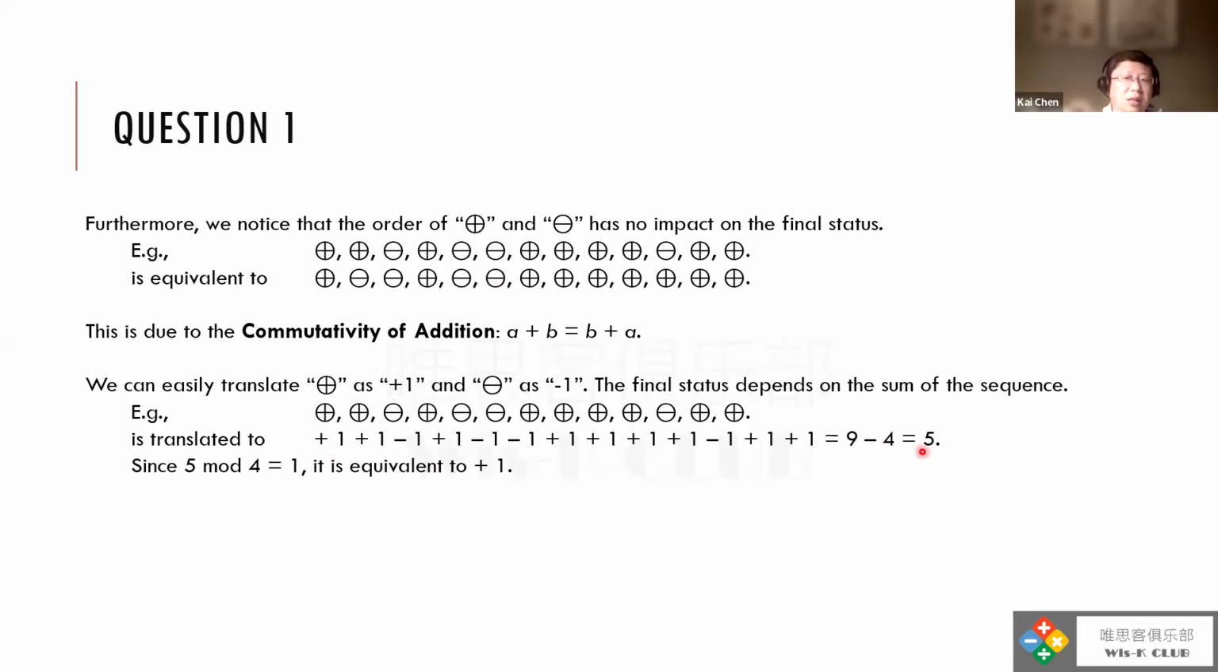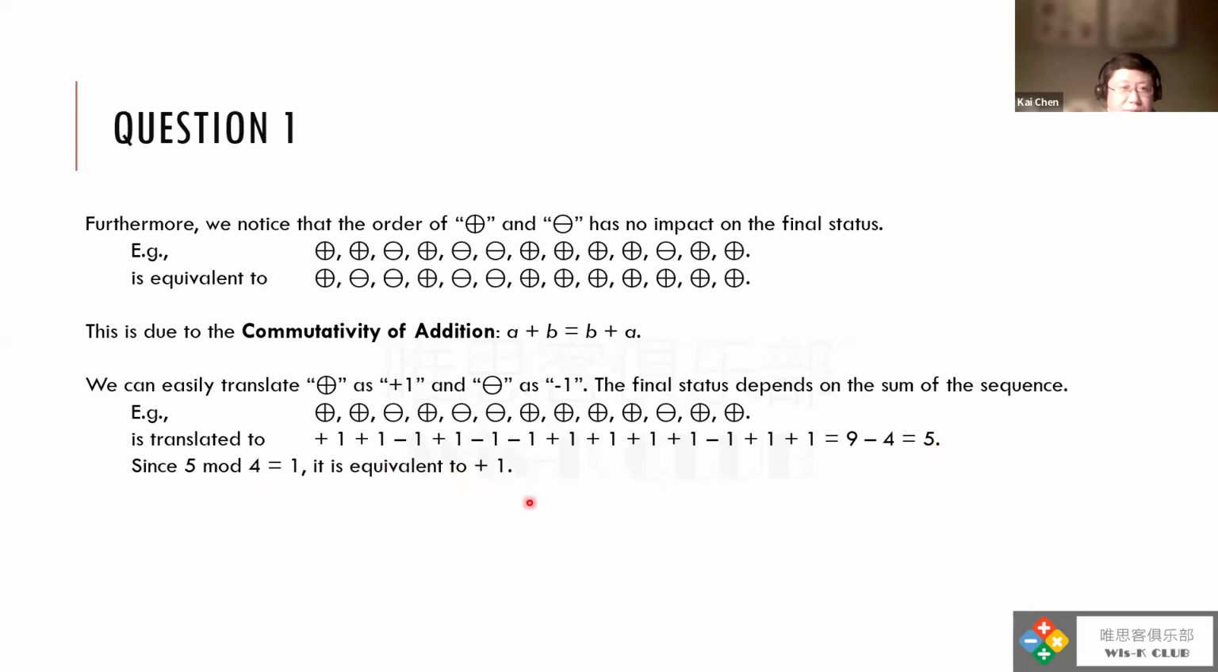So that is indeed the same result we have, like 4 pure plus fraction, right? So the 5 times the plus. So 5 mod 4 is 1, so it's equivalent to plus 1.